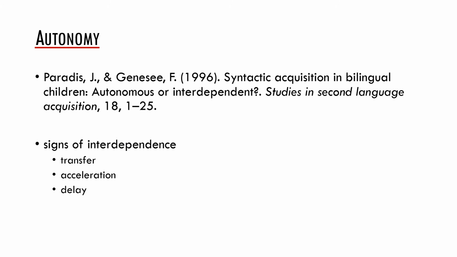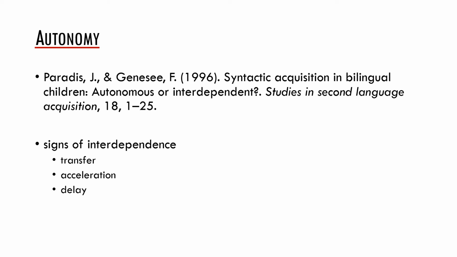A classic study which argues that the grammatical systems in bilingual children develop in parallel is the paper by Johanne Paradis and Fred Genesee, Syntactic Acquisition in Bilingual Children: Autonomous or Interdependent. The authors claim that if the systems were interdependent, they would exhibit three phenomena. There would be transfer, which means an incorporation of a grammatical property into one language from the other, and it is most likely to occur if the child has reached a more advanced level of syntactic complexity in one language than in the other. Transfer may also lead to acceleration.